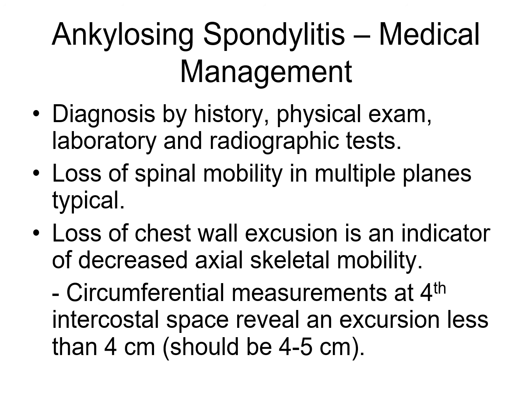A diagnosis is made by a history and physical exam as well as blood work and diagnostic imaging. The loss of spinal mobility in multiple planes is often seen with this condition, as is a loss of chest wall excursion. Normal chest wall excursion should be 4 to 5 centimeters, and when circumferential measurements at the fourth intercostal space reveal a decreased excursion, ankylosing spondylitis may be suspected.